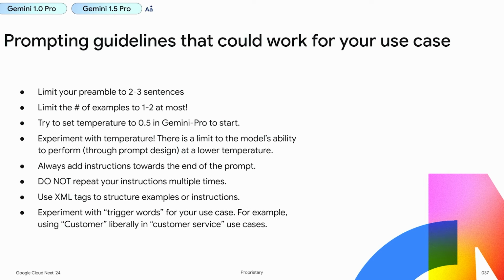All right, summarizing prompt guidelines that might work for your use case. Simplify the instructions, keep them clear and specific, and limit the preamble to 2 to 3 sentences. Keep the examples to 1 to 2 at most, and start with the temperature 0.5, and then either lower it or raise it based on your needs. Avoid repeating instructions in the prompt, and for long context, you can add instructions towards the end of the prompt along with the user input. Use the XML tags to structure your prompts, and finally, experiment with those trigger words or the priming words.